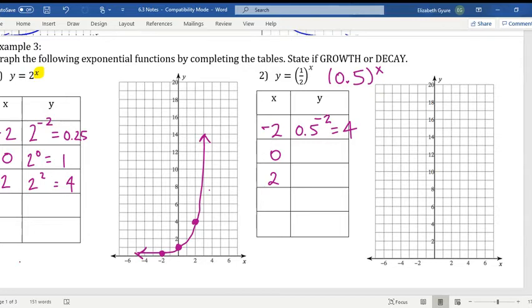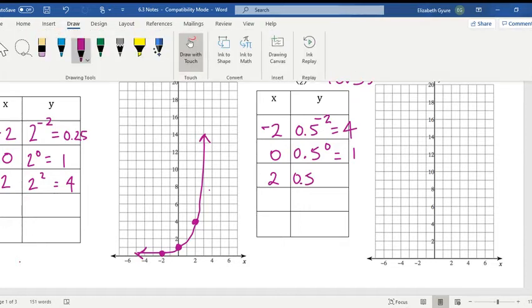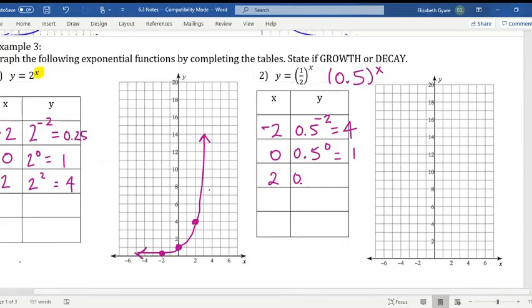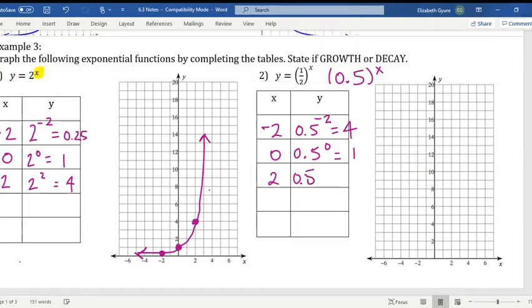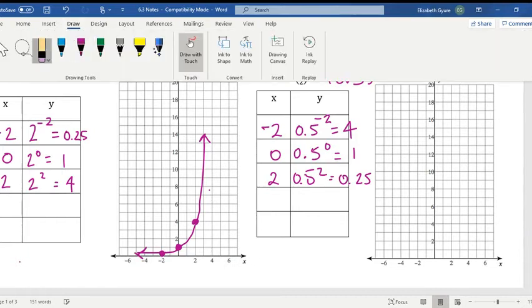All right. Now plug in your 0. So we'll have 0.5 to the 0. Who can tell me what they get for that once they plug that in? Yep, that would be 1. Very good. And then plug in 2. So 0.5 squared. Yep. Very good. Okay, so now let's graph this.